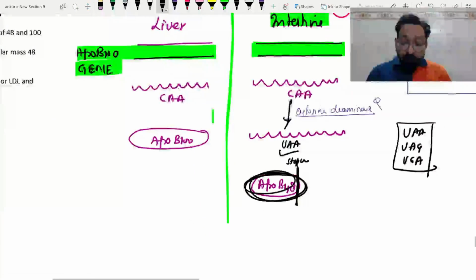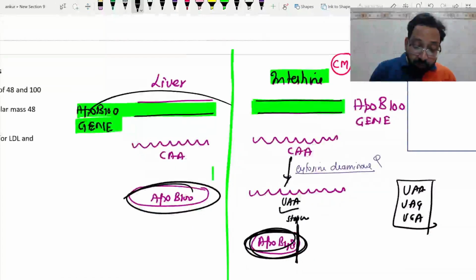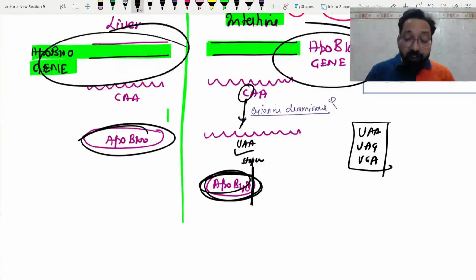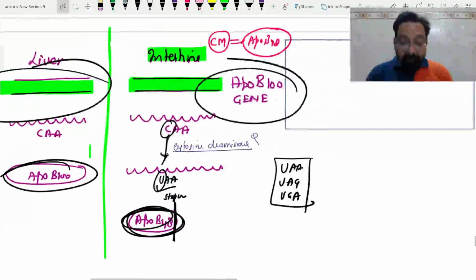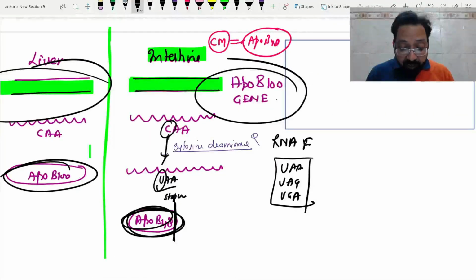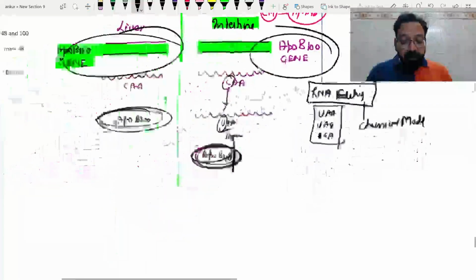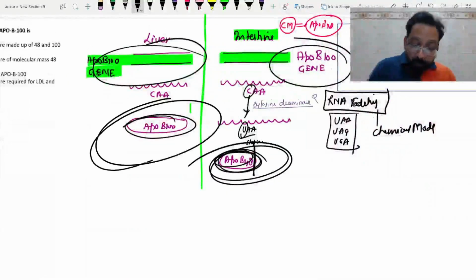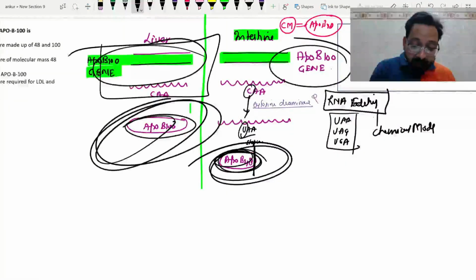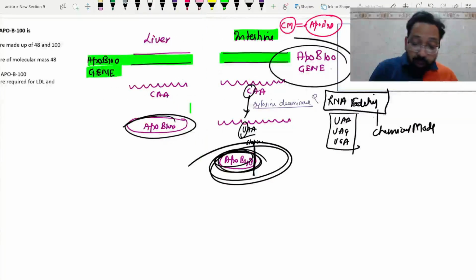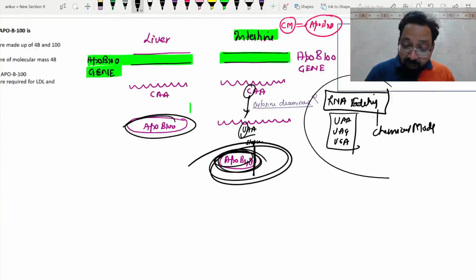Means ApoB48 and ApoB100 are synthesized from the same gene of ApoB100. The only method is by modification of cytosine to uracil. You edited the messenger RNA, and that's why this technique is called RNA editing or chemical modification. A question was asked whether ApoB48 and ApoB100 are synthesized from the same messenger RNA. Yes, it is synthesized from the same messenger RNA, and the answer was RNA editing.